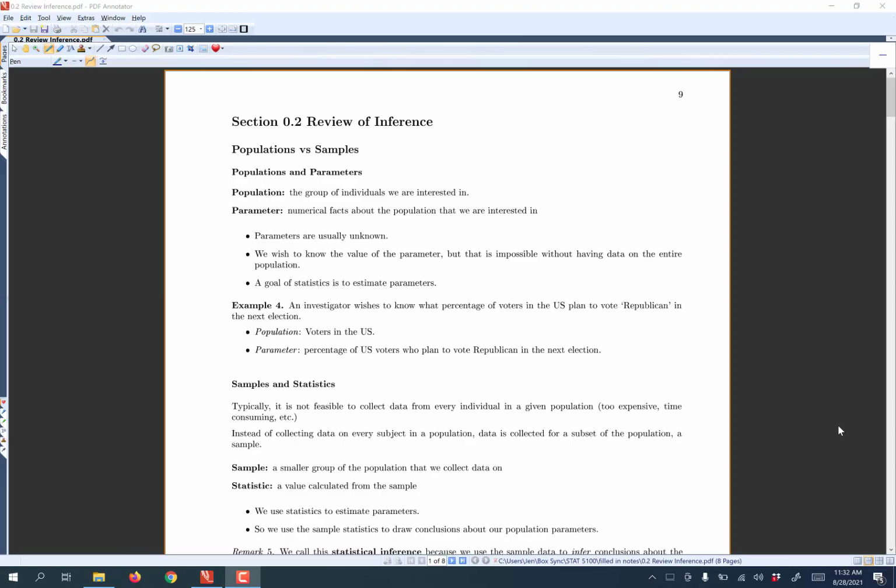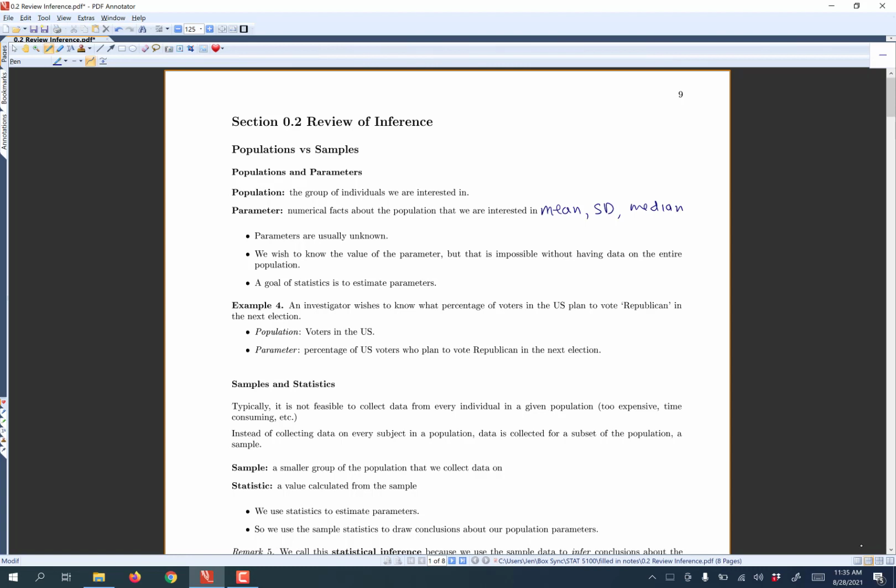In this review of inference, we're going to first start by talking about populations and samples. So we're going to talk about a population, which would be the group of individuals that we're interested in. And if we find any numerical facts about that population, things like your mean, standard deviation, median, anything that you're going to calculate about your population would be called a parameter.